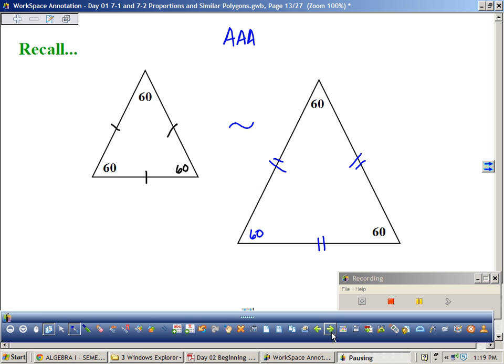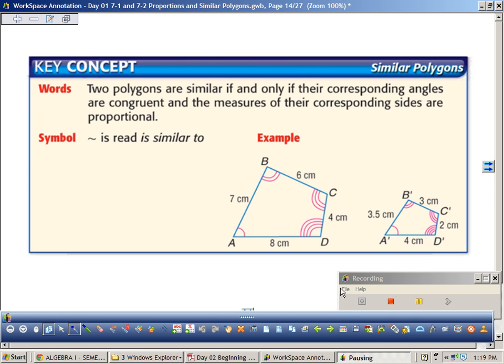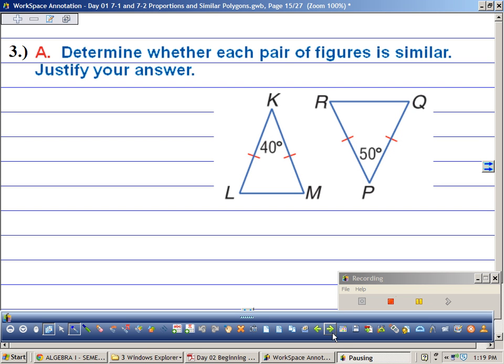Okay? So we're going to talk about that now. That's what this says. This is how the book put it. Two polygons are similar if and only if their corresponding angles are congruent and the measures of their corresponding sides are proportional. Does it make more sense what I just said? Okay. Let's move on from that. Why don't you guys go ahead and write this down. You don't need to write all these words. Just write down the triangle. This is 3A.